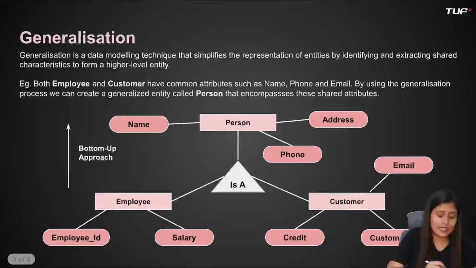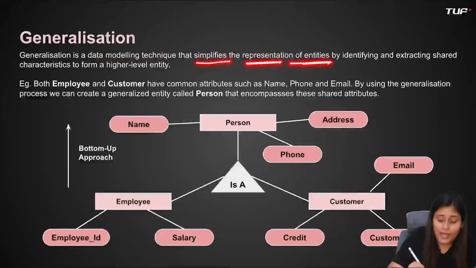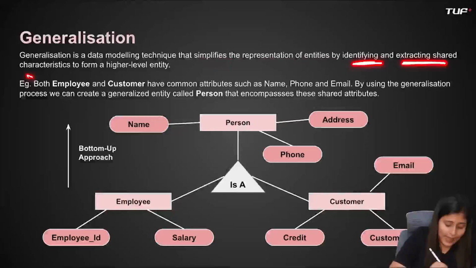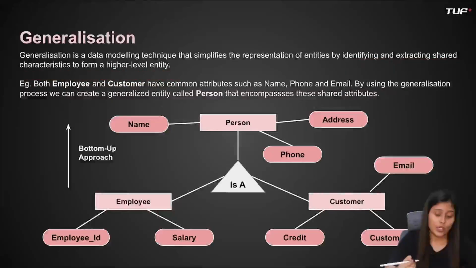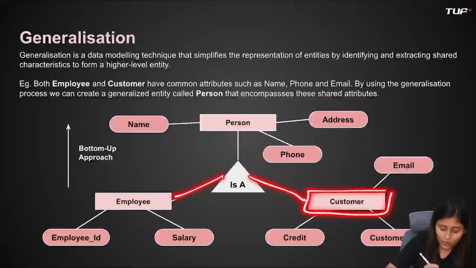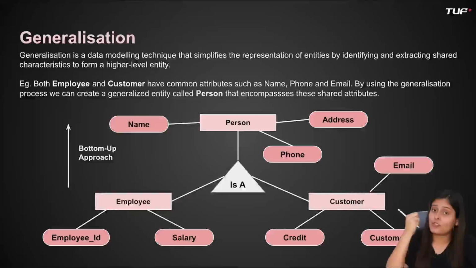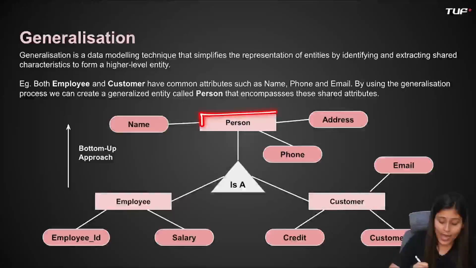Out of which the very first is generalization. So what exactly does generalization mean in these enhanced features? Generalization is a data modeling technique. It simplifies the representation of entities by identifying and extracting shared characteristics to form a higher level entity. So when some attributes are common in two or multiple entities, it extracts those shared attributes or shared characteristics and forms a higher level entity.